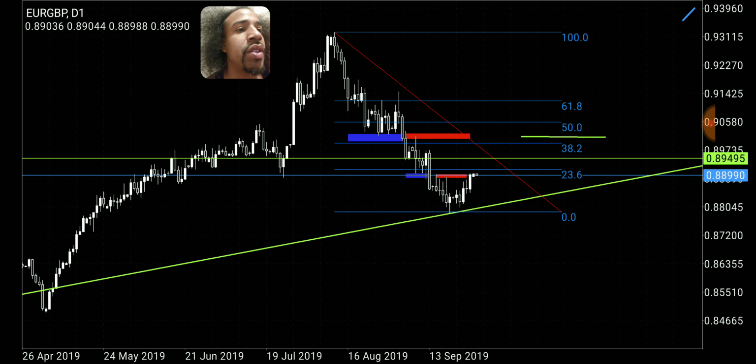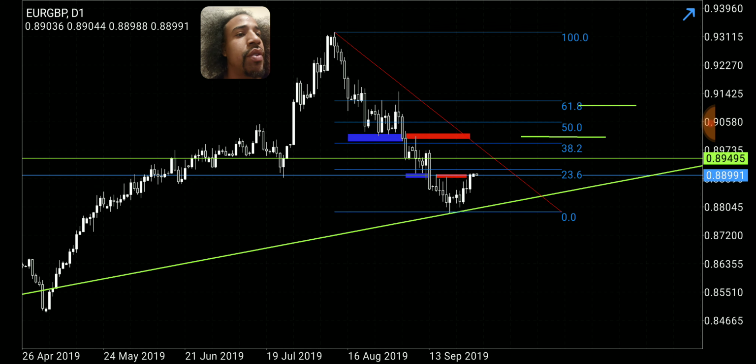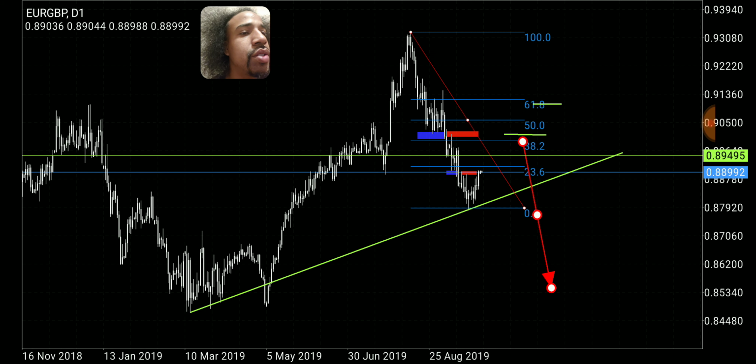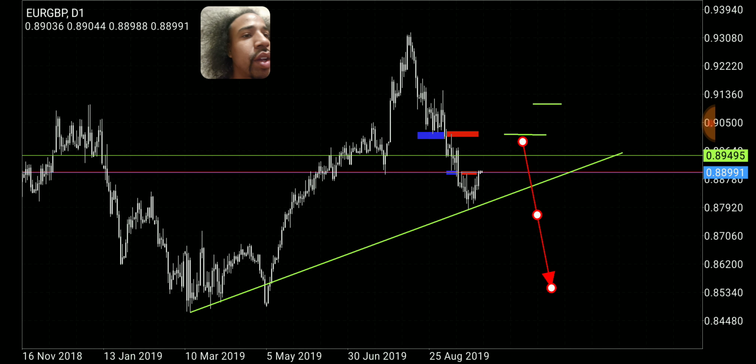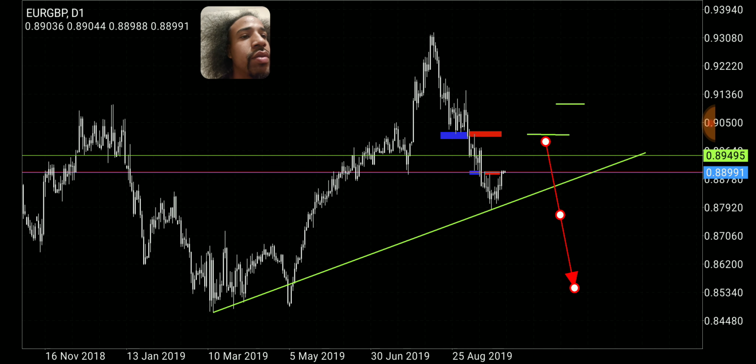But maximum will be the 61.8 level. Once price returns there, then we should have enough momentum to break this trend line. That's what needs to happen. We're trying to break this trend line, so we need some support. Okay, so I'm going to go ahead and delete the Fibonacci tool, and I'm leaving my levels there just so I can keep an idea of where price can go.